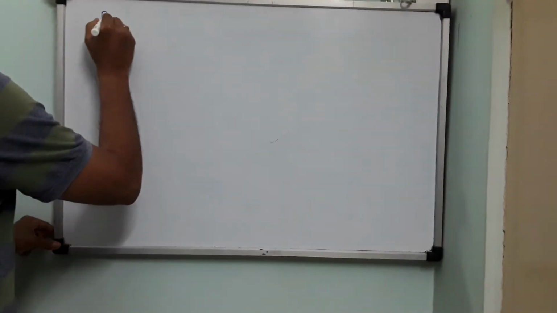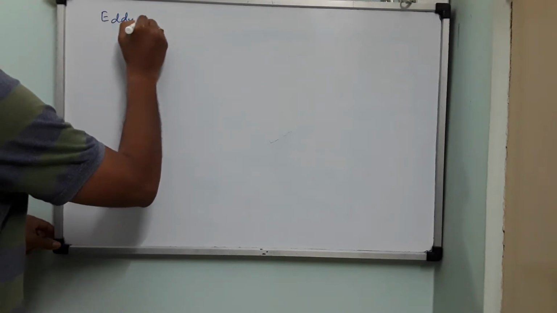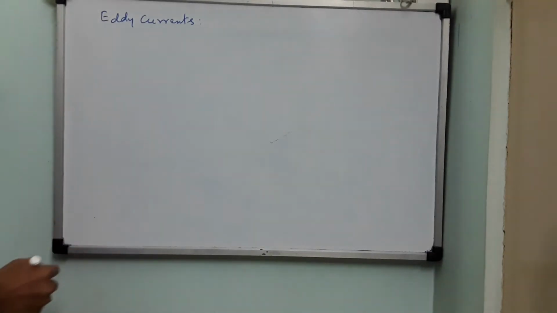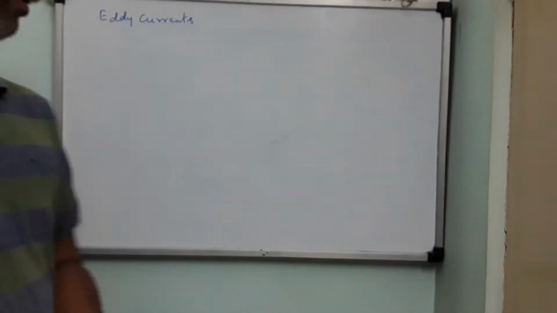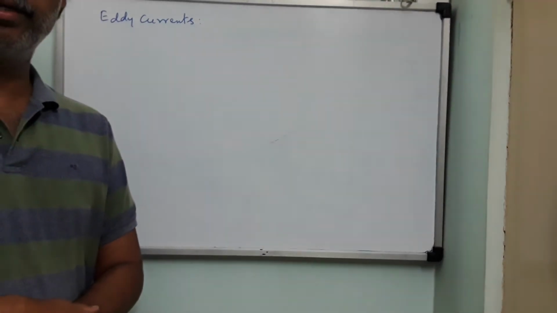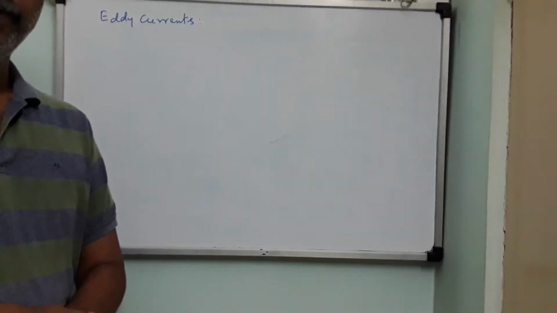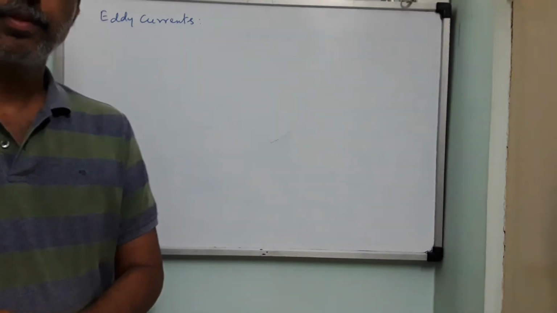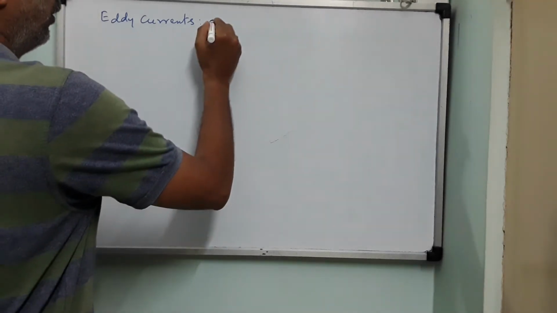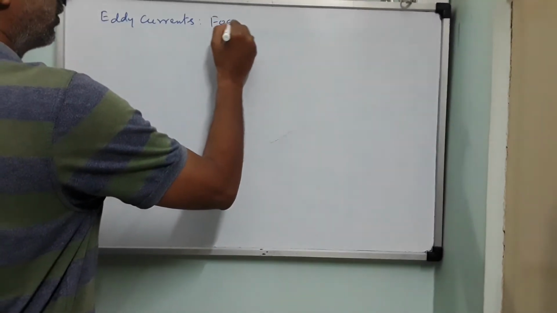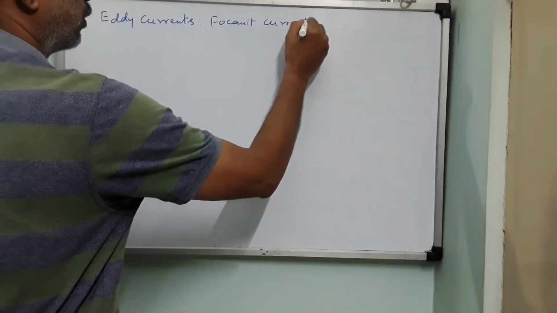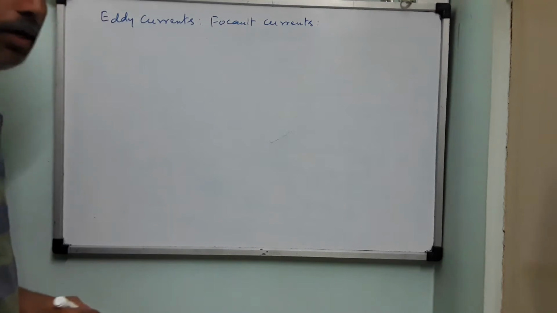So today's topic, children, eddy currents. Eddies means swirling currents in water. Eddies means whirlpools. This was discovered by the scientist Foucault, so they are also known as Foucault currents.